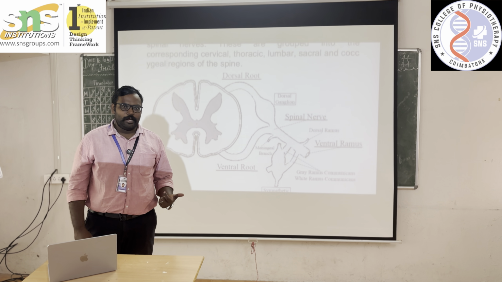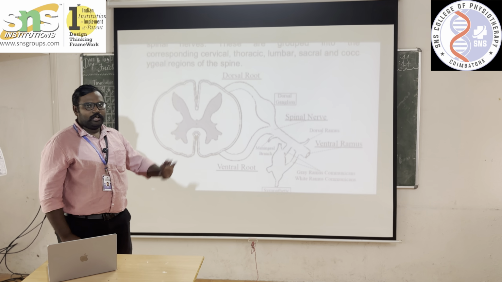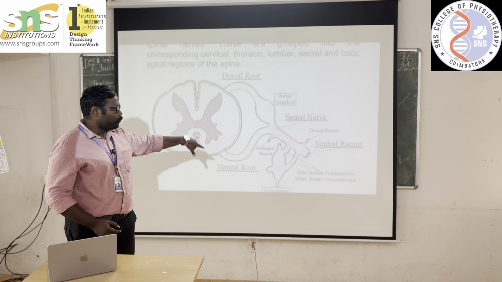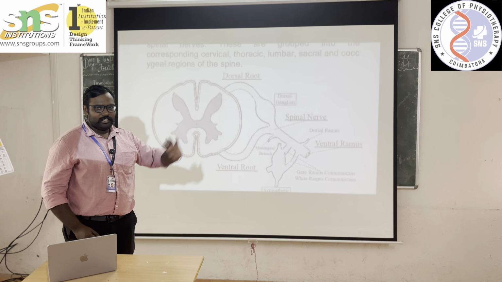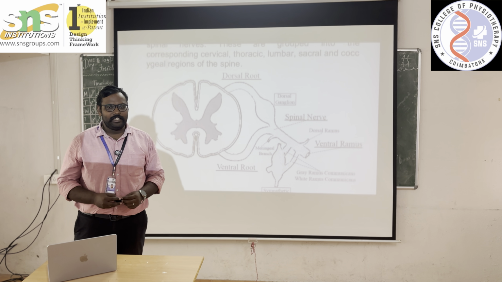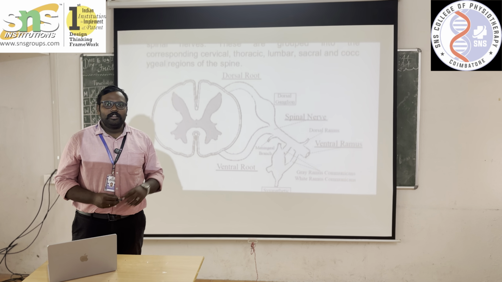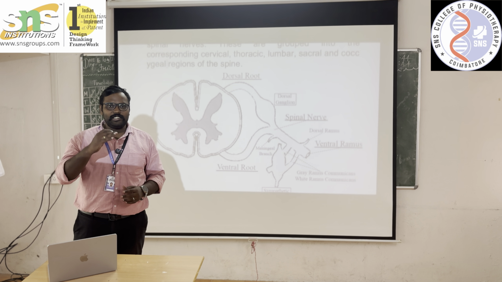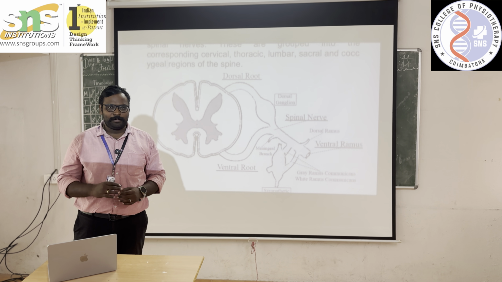Now look at this diagram, which shows an imaginary diagram of the spinal cord and the corresponding nerves. Here we have the spinal nerve, the ventral ramus, the ventral root and the dorsal root, which we have already learned in the anatomy part. How many spinal nerves are there, and what are the subdivisions of the spinal nerves? We are going to see that right now.